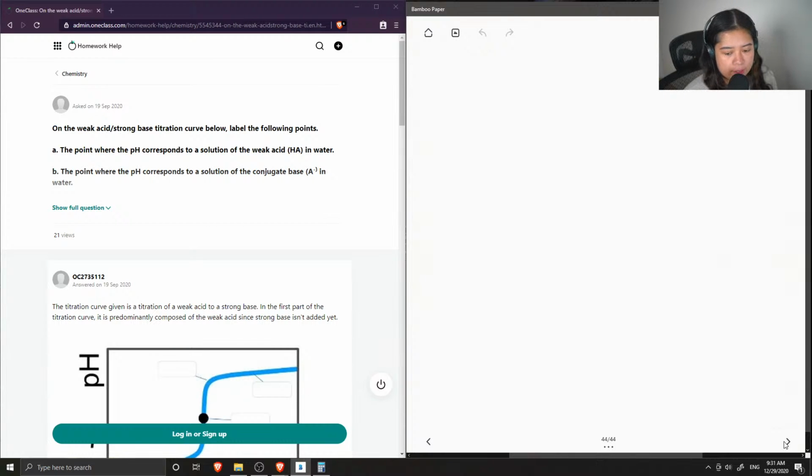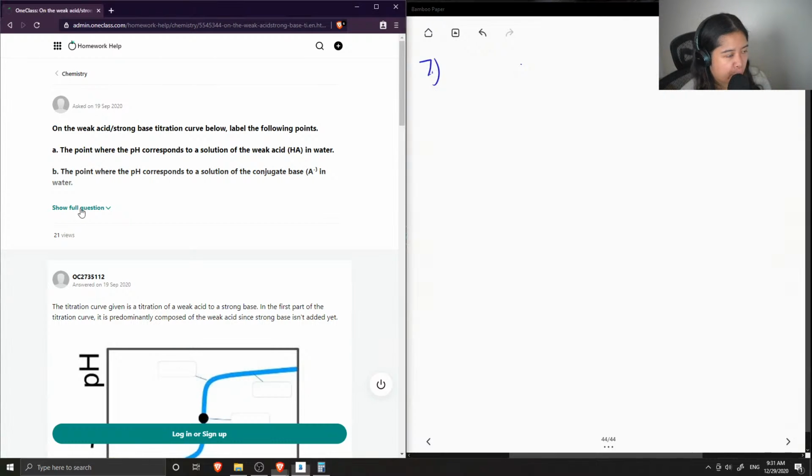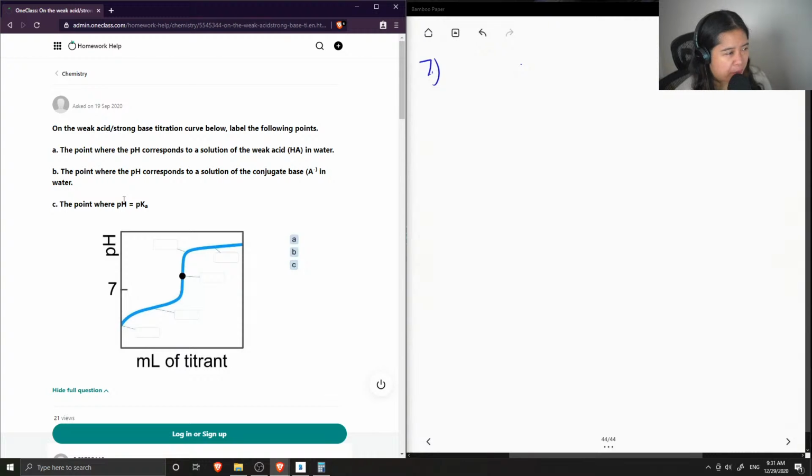Okay, so question number 7. On the weak acid strong base titration curve shown below, label the following points. A, the point where the pH corresponds to a solution of the weak acid in water. B, the point where the pH corresponds to a solution of the conjugate base in water. And C, the point where pH is equal to pKa.